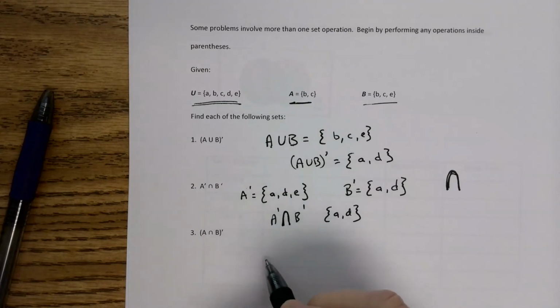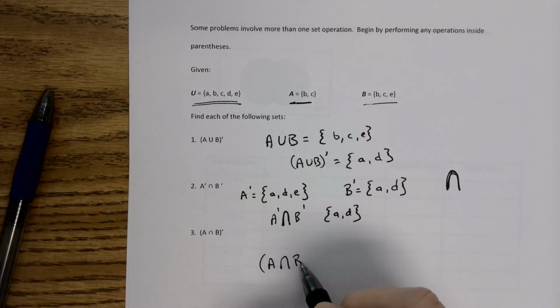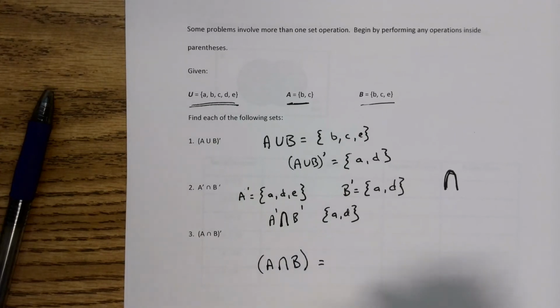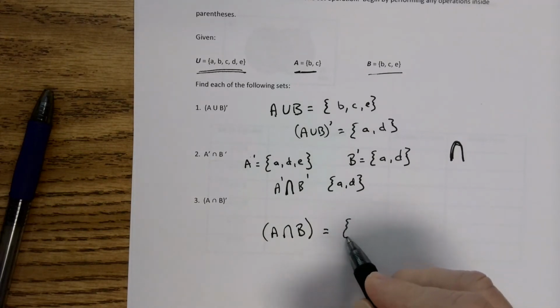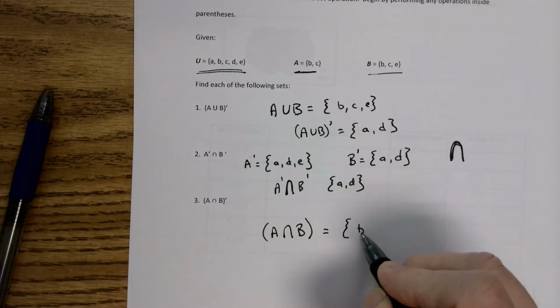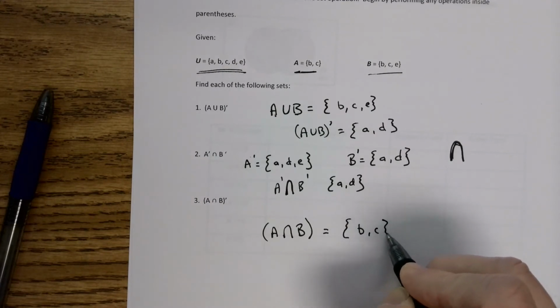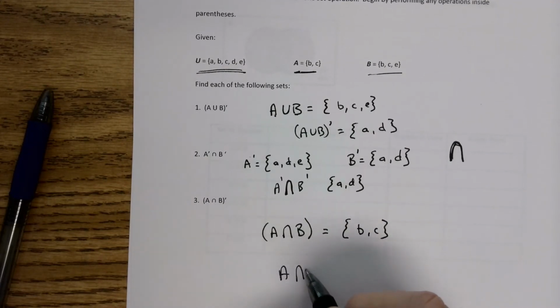So what I'm going to do here is A intersect B. What is A intersect B? Intersect means they have to be in both of the sets. B and C. Okay, then what is A intersect B complement?